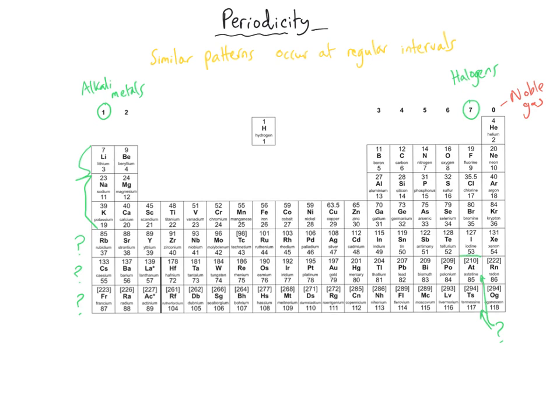So we can use the electronic structure to make predictions about similarities between different elements in the same group, but also to make predictions about which element will be the most reactive in any particular group.